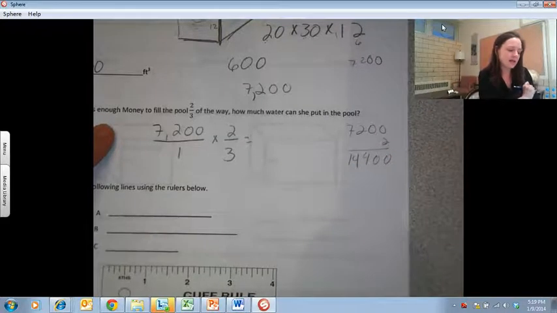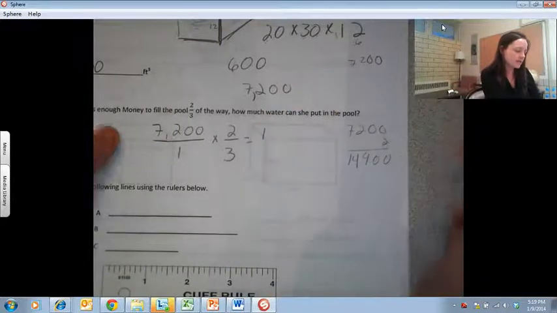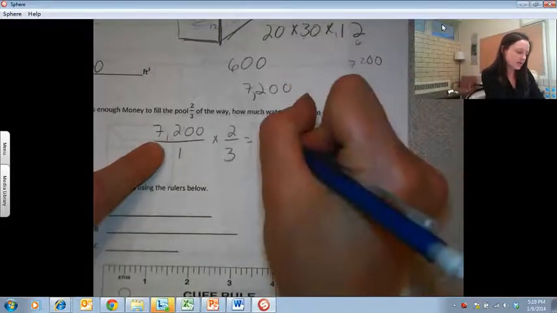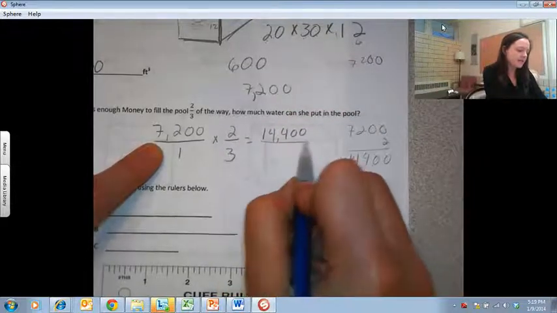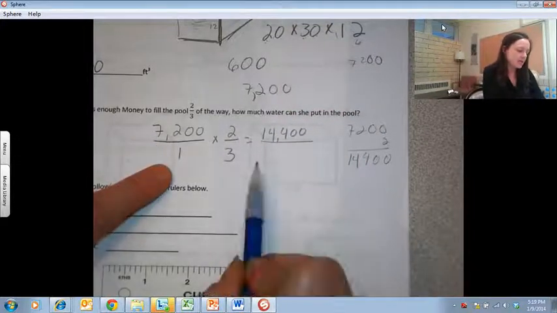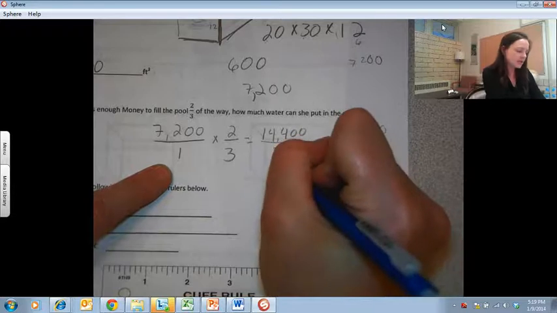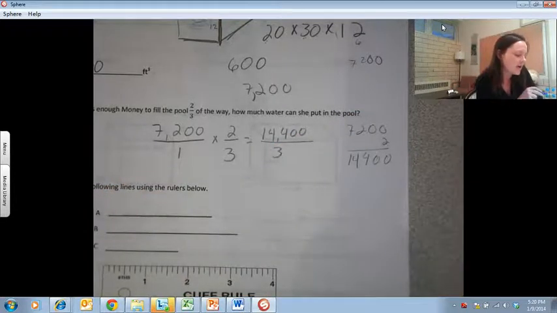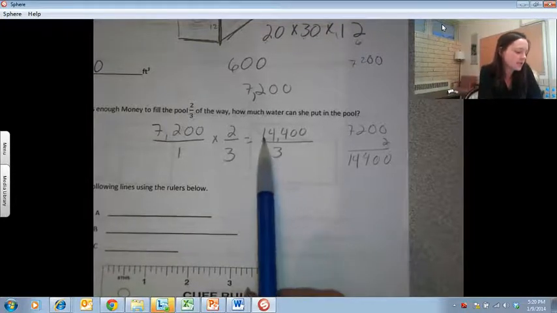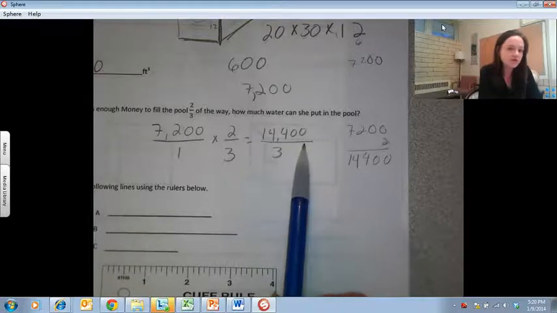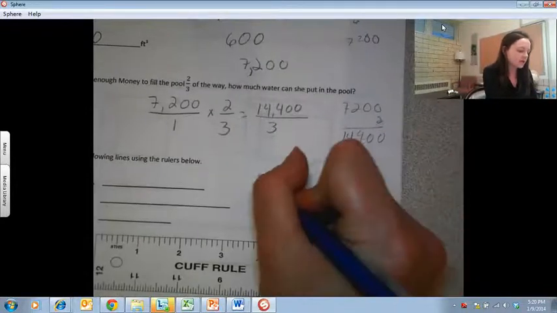That gives us 14,400. The denominator is a little easier. 3 times 1 is 3. So now the question is, how many times can 3 go into 14,400? Long division, I know you guys hate it.